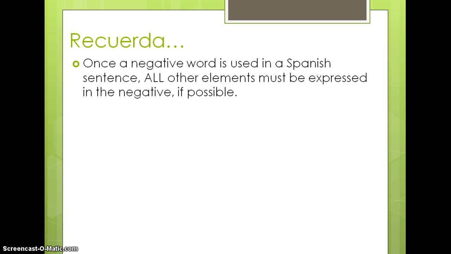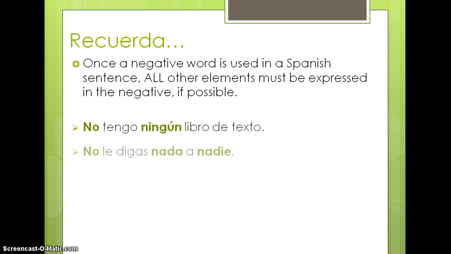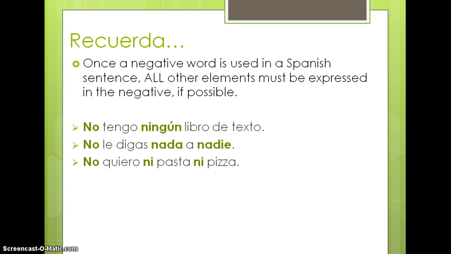Now remember, once a negative word is used in a Spanish sentence, all other elements must be expressed in the negative if it is possible. So, no tengo ningún libro de texto. I don't have any textbook. No le digas nada a nadie. Don't say anything to anyone. No quiero ni pizza, ni pasta. I don't want pasta or pizza.